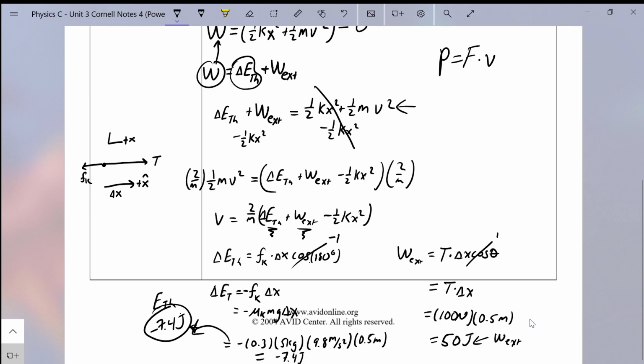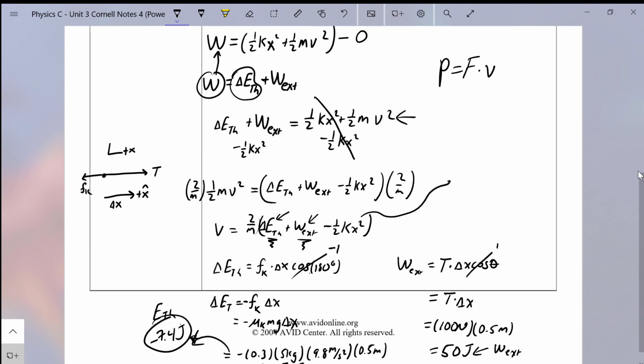From here, I can plug my values for work external, delta E sub thermal, and minus 1/2 kx squared into this equation, and I would get some final velocity. I'm kind of running out of ability to talk here, so I'm going to briefly brush through this, and I'm sure you can figure out how to do the rest. We plug in negative 7.4 for E sub thermal, 50 for W external, and whatever 1/2 kx squared ends up being, add those together, and multiply all of that by 2 divided by the mass. Again, I think this is a 5 kilogram mass.